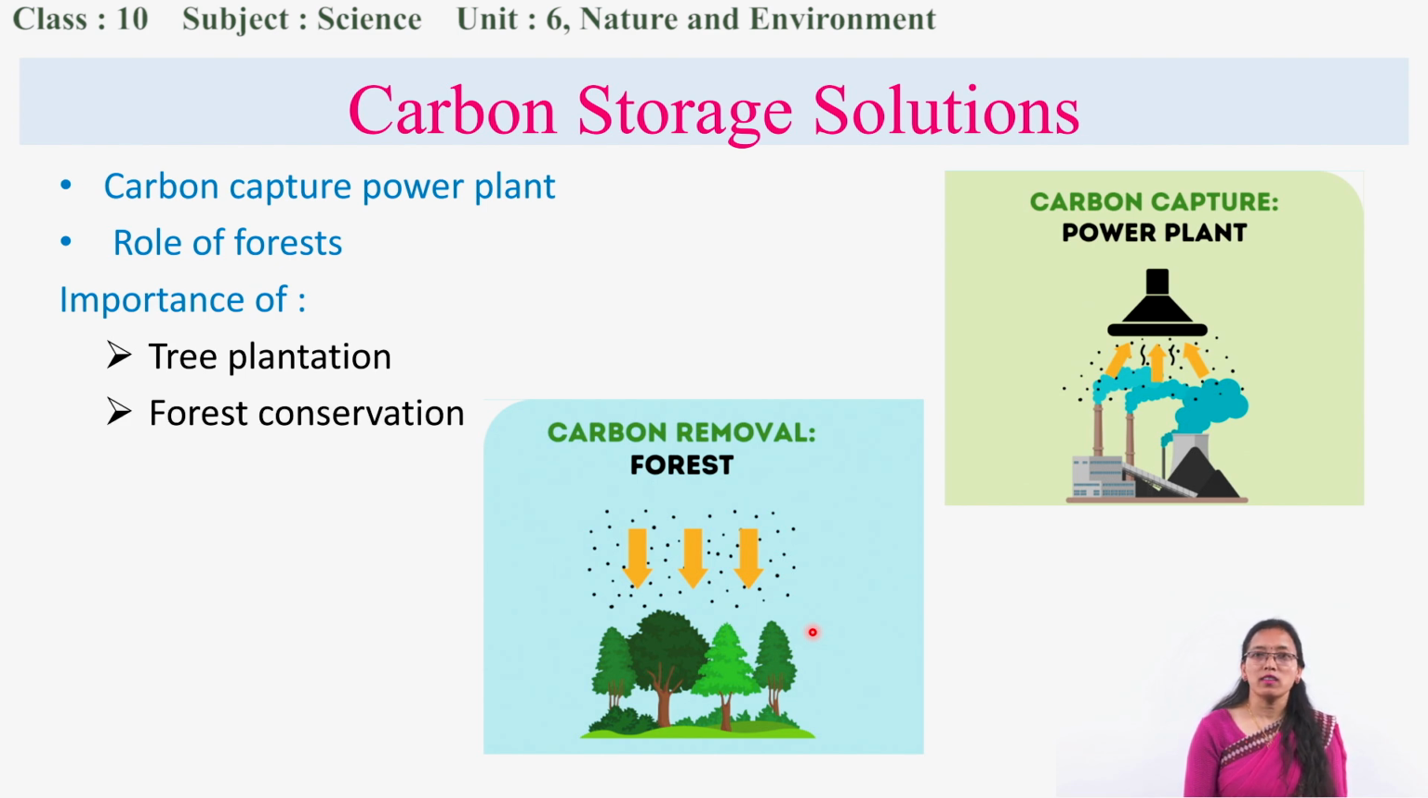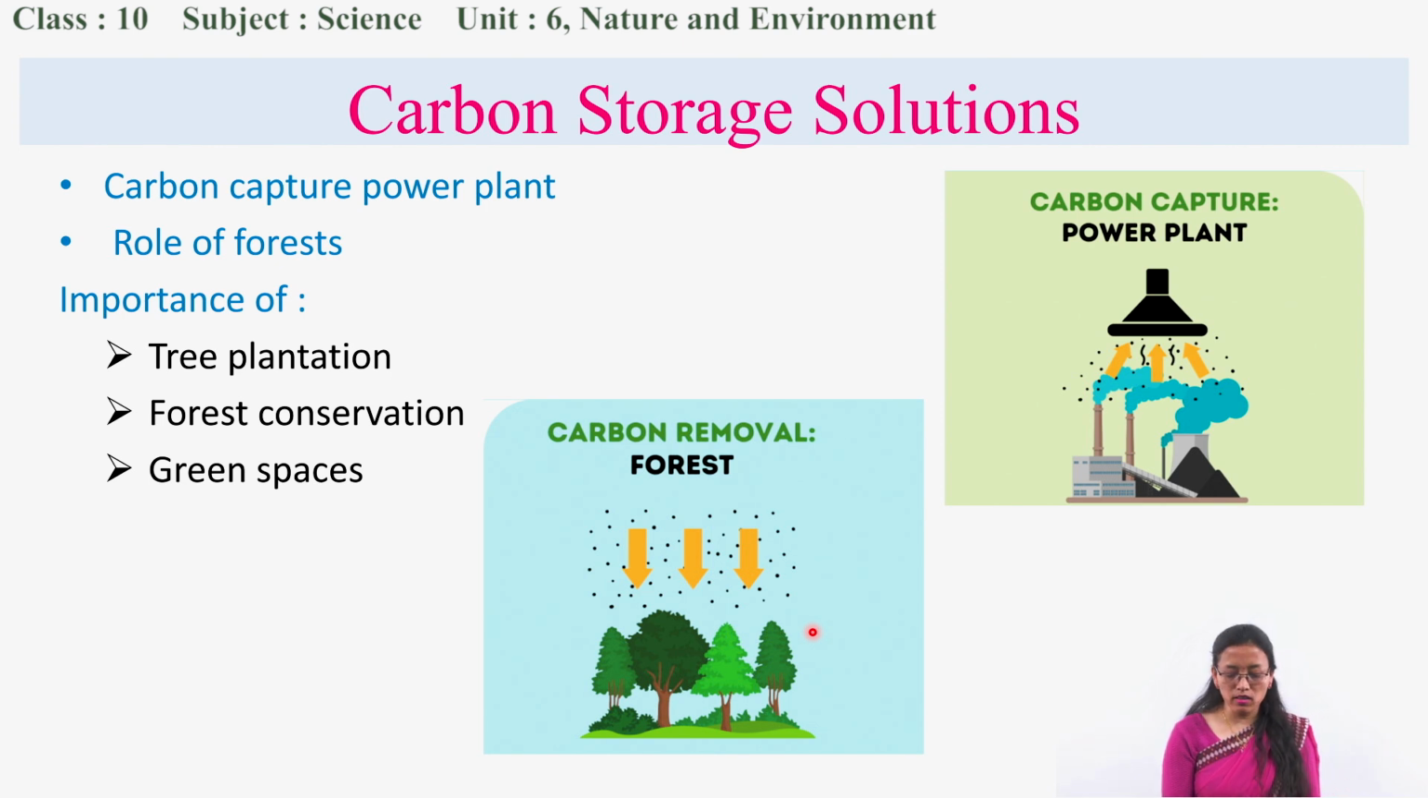Forest conservation. This forest conservation is nothing but planting more trees, growing more trees, which helps to absorb the carbon dioxide present in the atmosphere, and increasing the green species. Not only in forests, in our surroundings also we have to plant trees. These are some of the carbon storage solutions which help to reduce the greenhouse effect.